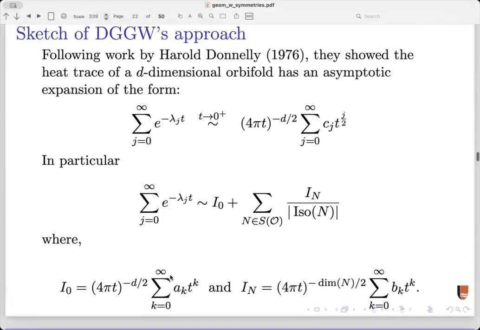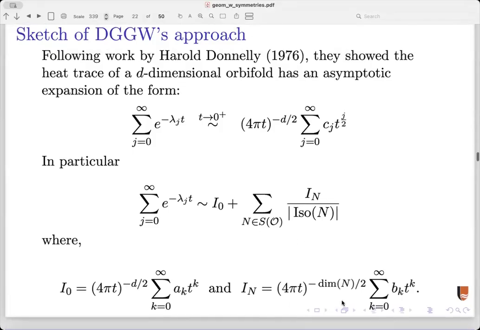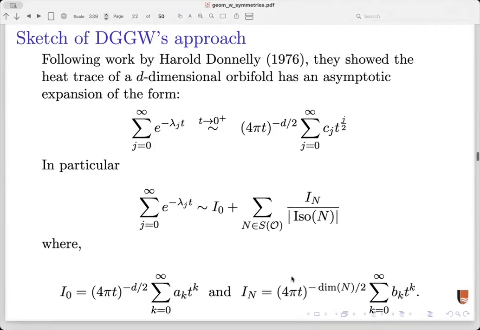A little more details here. So I0, again, looks very familiar from the manifold setting. So we get the manifold heat invariants. And then in addition to those heat invariants, we get this contribution here where I_n is now of this form. In this coefficient, we have the dimension of the singular stratum appearing, as well as a new set of invariants B_k, which are orbifold heat invariants.